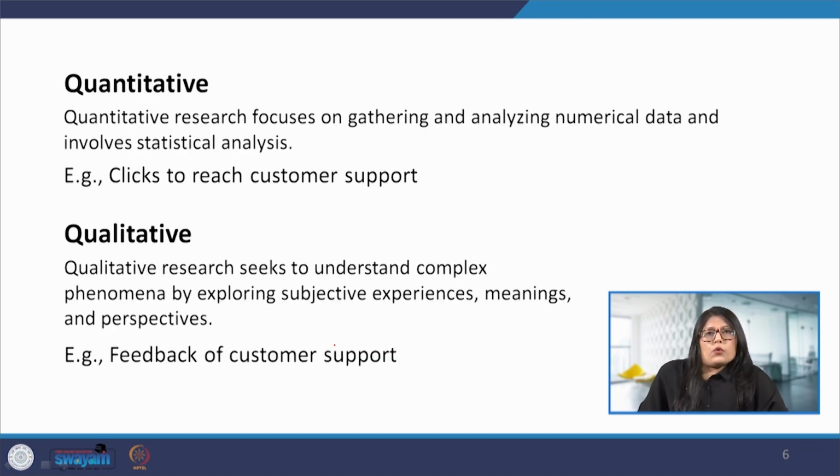Now, data can be quantitative and qualitative as we have also discussed earlier. So, for example, how many clicks are required by the user to reach the customer care on a website. This will be an example of quantitative data. And when we ask what the feedback of the user is regarding the customer care support, then that will be the qualitative data. So, it is important to know what techniques can be used and how useful and reliable is the data that we are collecting.